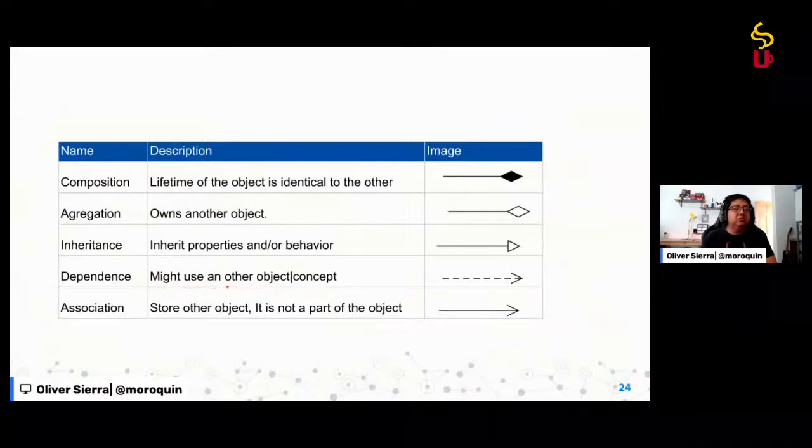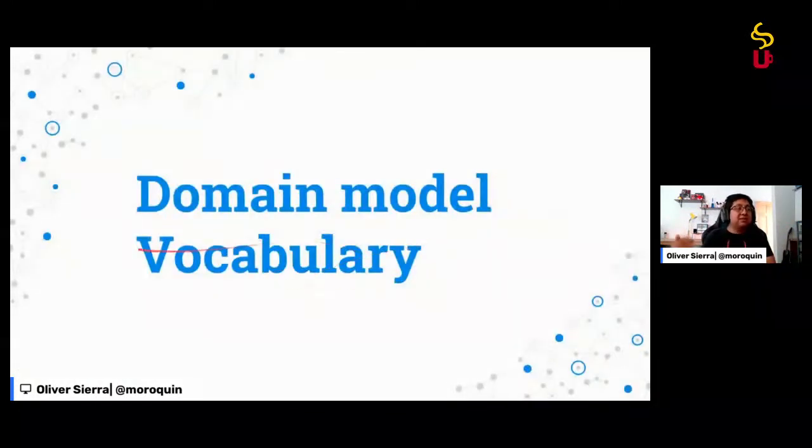Dependency is usually used to point out that we are going to use some object, but it's a temporary use. We are not going to track this use the whole time. And association means that we are going to store some object to use the object. It's very similar to dependency, but we are going to store the other object because we need it for a longer time. So this is a summary of what we discussed right now.